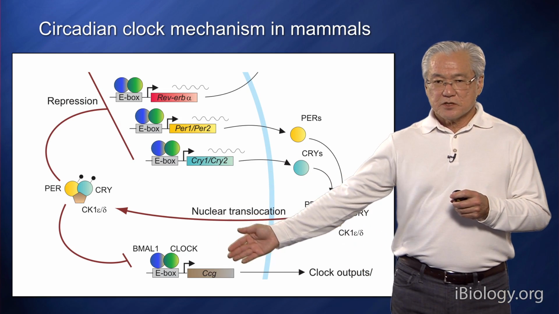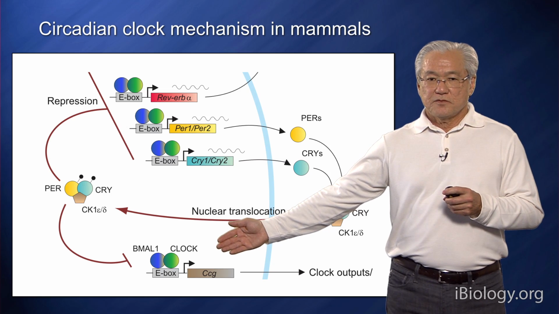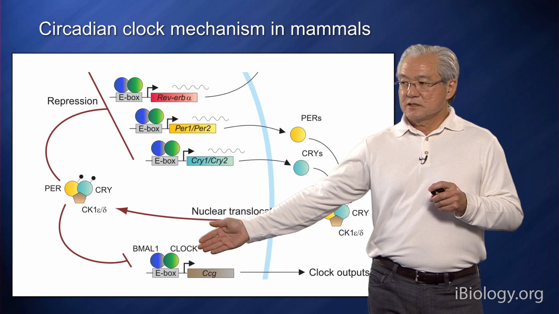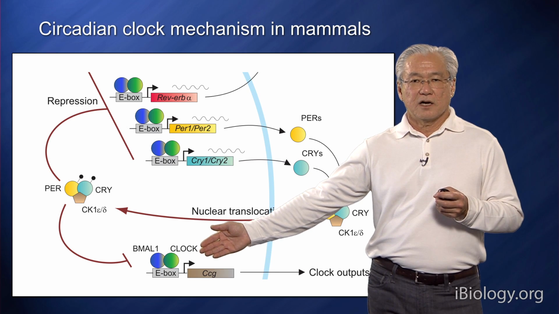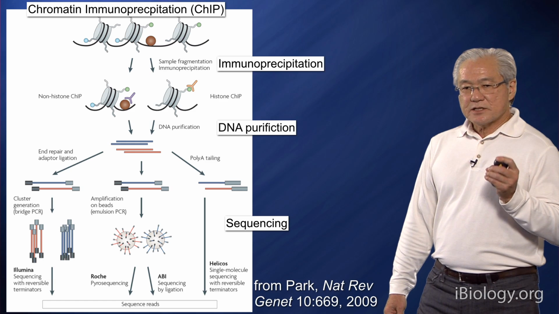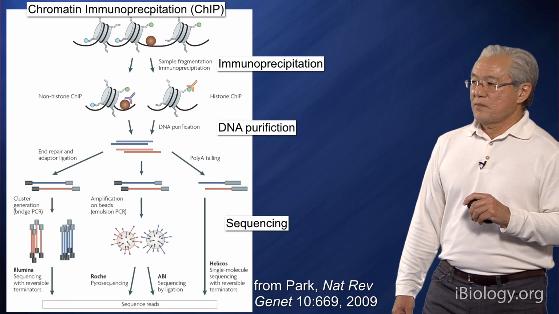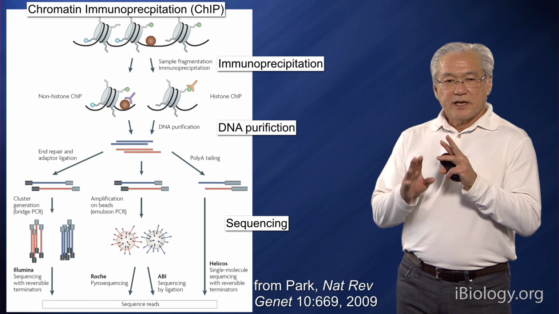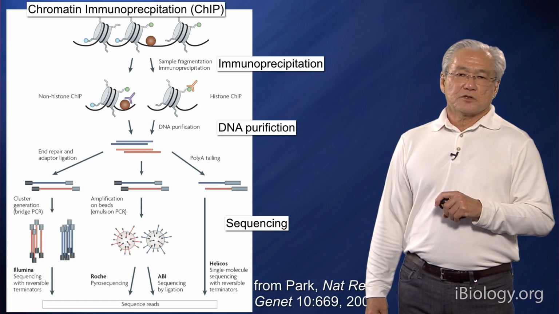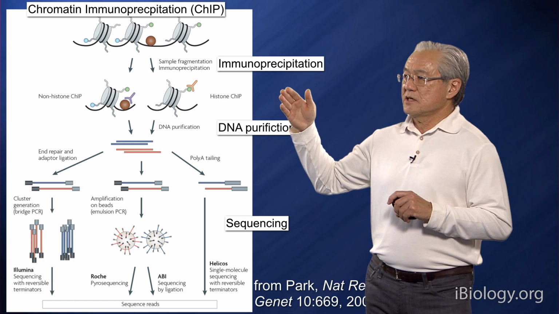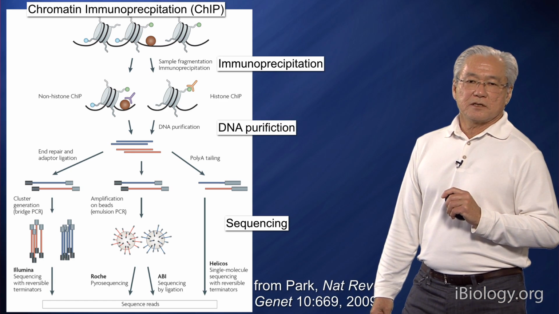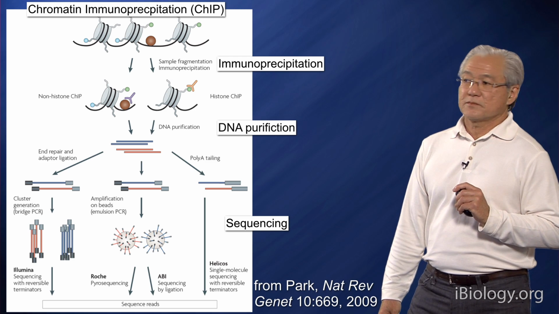So for the rest of this talk, what I'd like to do is to focus in on this aspect of the mechanism, and that is the genomic targets of CLOCK. And using next generation sequencing technology, we can interrogate the genome for the binding sites of almost any transcription factor that we can study today using a method called chromatin immunoprecipitation followed by next generation sequencing.